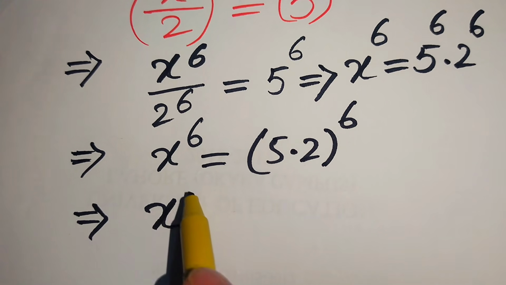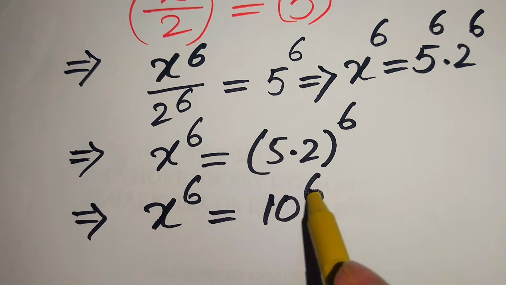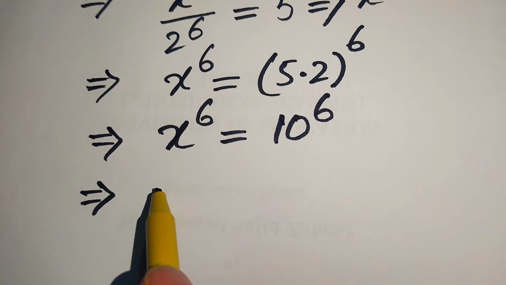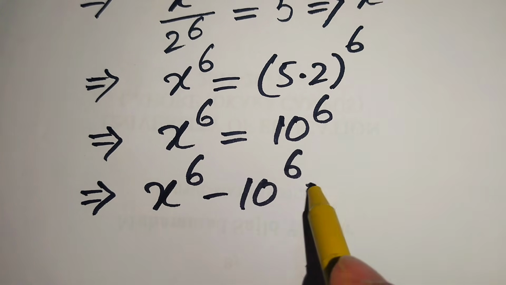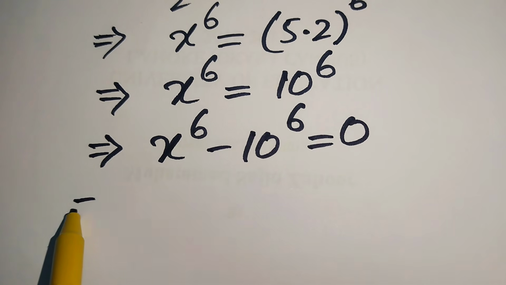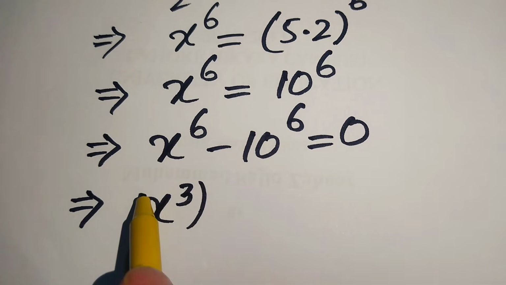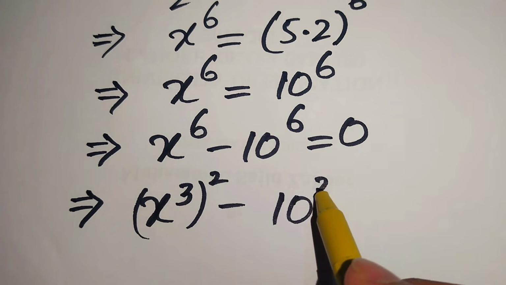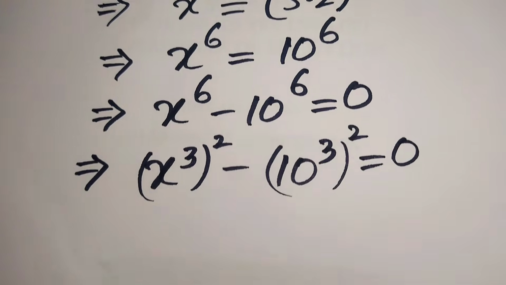Further in the next step, we have x^6 = 5 times 2 becomes 10^6. Now we move the term 10^6 from the right hand side to the left hand side, and we get x^6 - 10^6 = 0. Now we rewrite this equation, x^6 as (x^3)^2 minus 10^6 as (10^3)^2, and this is equal to 0.